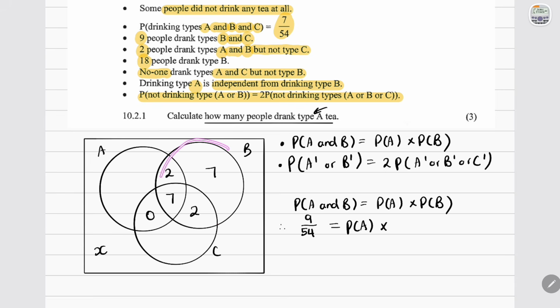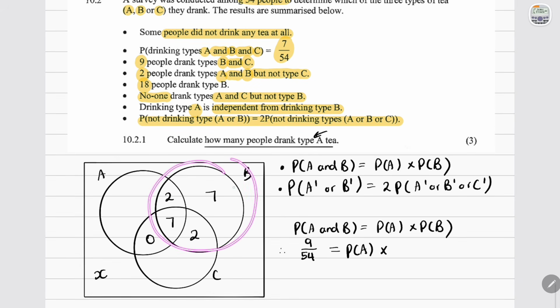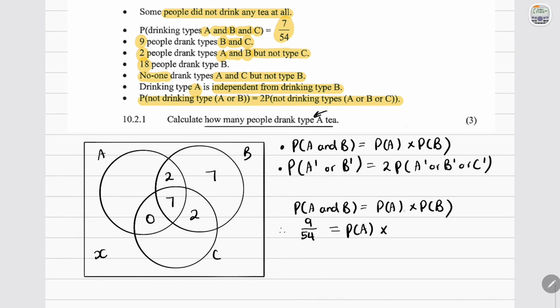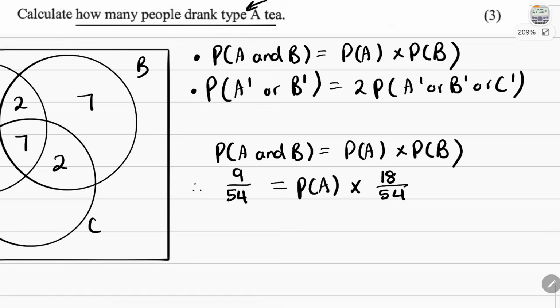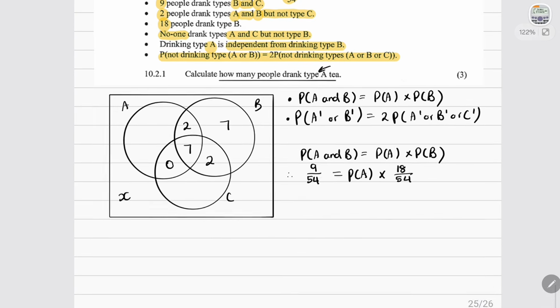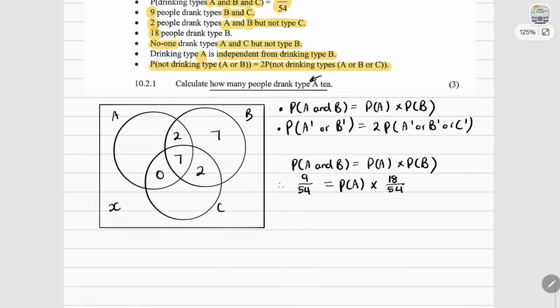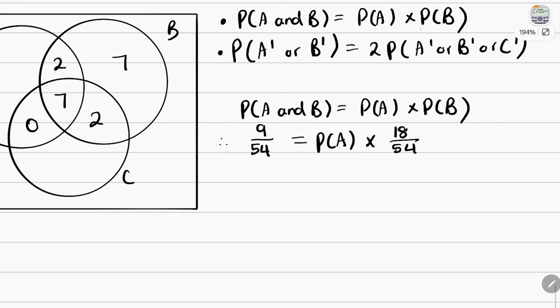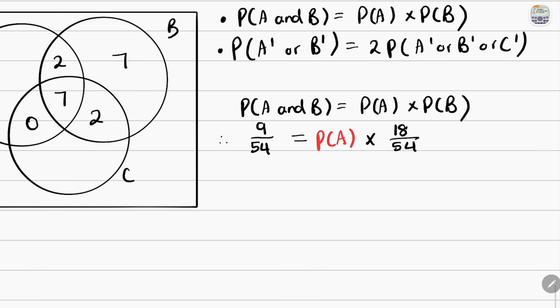So probability of B would be the entire circle of B. But the thing is, they already told us this, remember? We already had this and we were able to find the 7 because they said 18 people drank type B. So we know that the entire circle of B adds up to 18 people. And so we say times 18 over the 54. Okay, and this equation will lead us to that. Yeah, I see why. We didn't really need the Venn diagram, but okay. This is what we have. And let's find this. So we're going to need to get this alone.